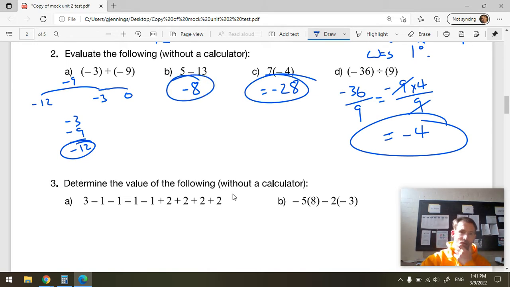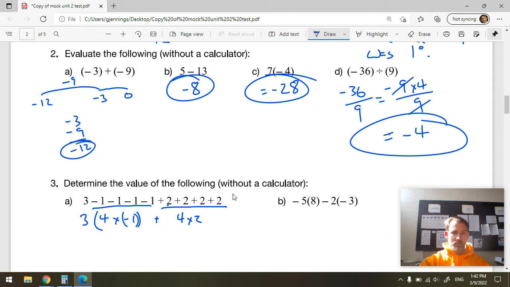Keep going. Okay, determine the value of the following without a calculator. 3 minus 1 is 2, 1, 0. Okay, so the way I do this, some of you said this. I look at that, and I see that this is 4 times 2. Very good way of looking at that. And this is 4 times negative 1. Okay, and then I'm going to add them. Let's put a bracket around our negative 1 there. 4 multiplied by negative 1 plus 4 times 2.